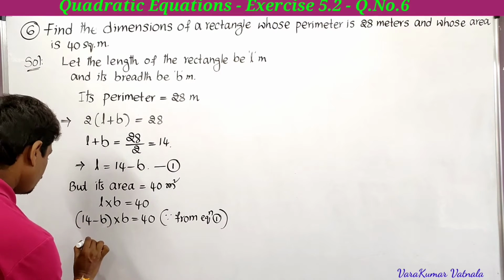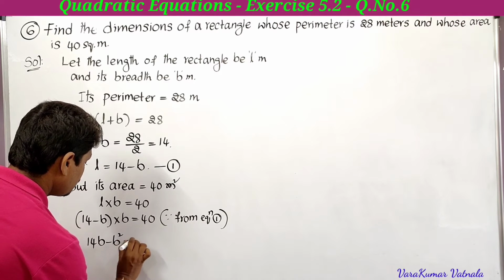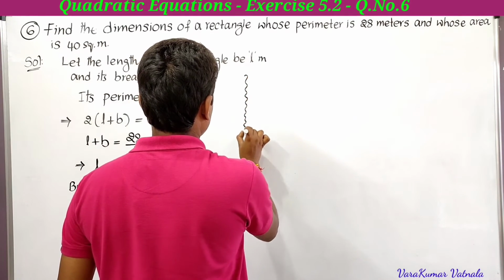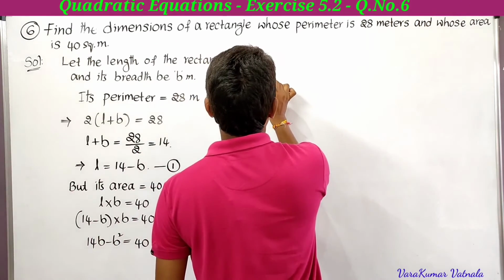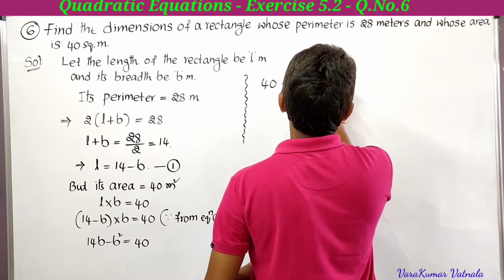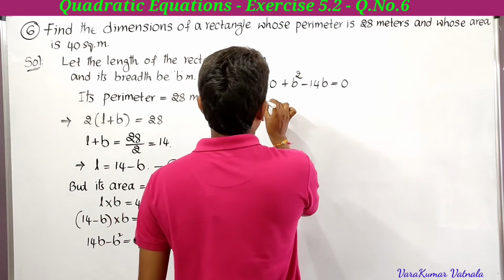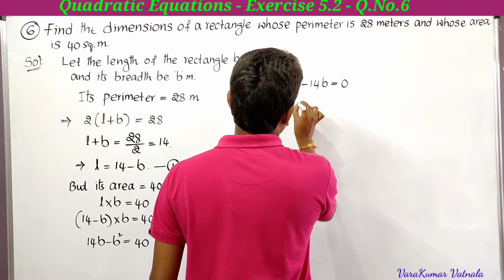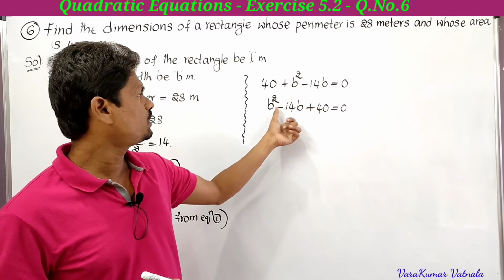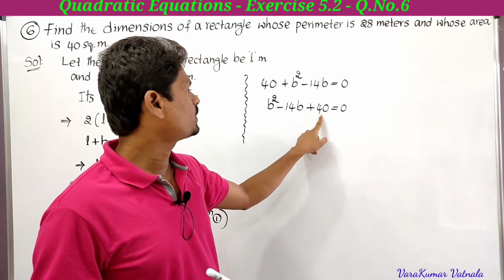So just multiply 14 into B, 14B minus B into B, minus B square, and 40 on the right side. Now take these two terms to the right side. 40 minus B square becomes plus B square, and plus 14B becomes minus 14B, equal to 0. Now it is not in standard form. We have to write in order: first B square, next the B term minus 14B, next the constant plus 40, equal to 0. So this is the required quadratic equation: B square minus 14B plus 40 equal to 0.